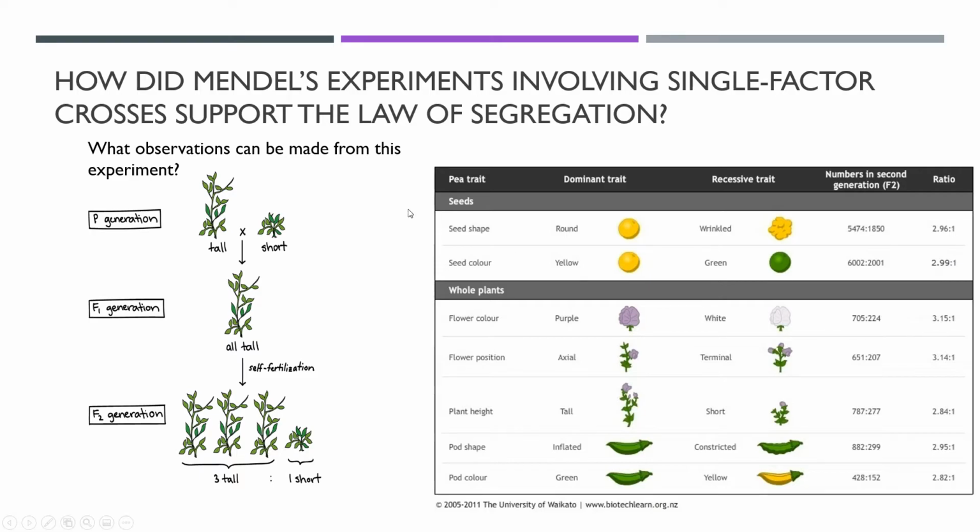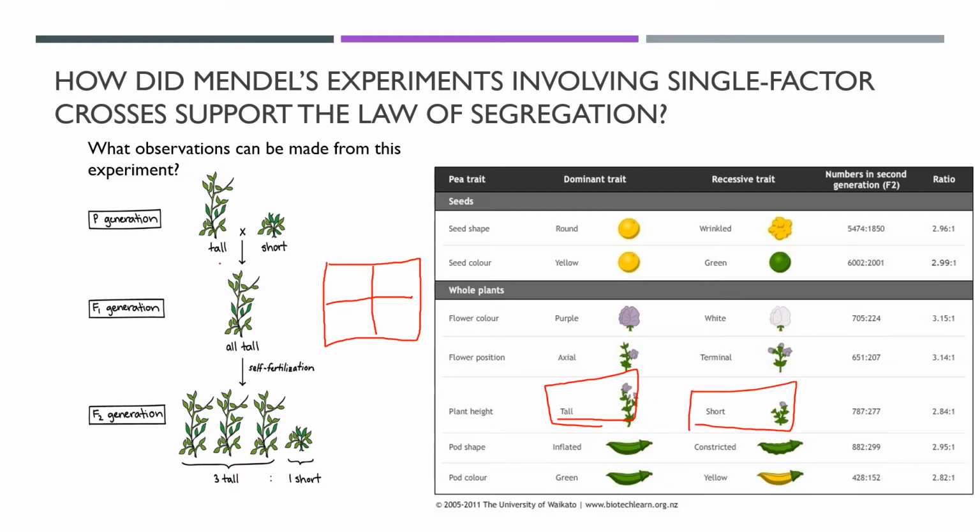All right. So right here, how did Mendel's experiments involving single factor crosses support the law of segregation? So let's first look at the law of segregation. Right here, we're looking at this. Basically, like I said, each parent can only pass on one allele to its offspring. And so to do a Punnett square on this, oops, I don't want the pointer, I want the pen. So if we did a Punnett square here, we could model what's going on. So we know that tall is a dominant trait, short is recessive.